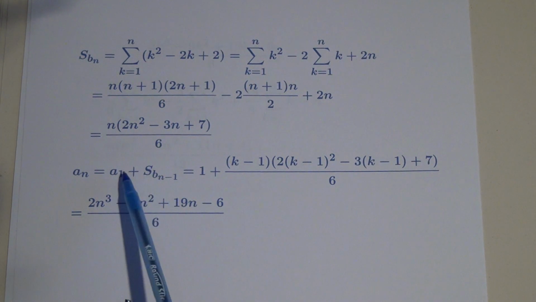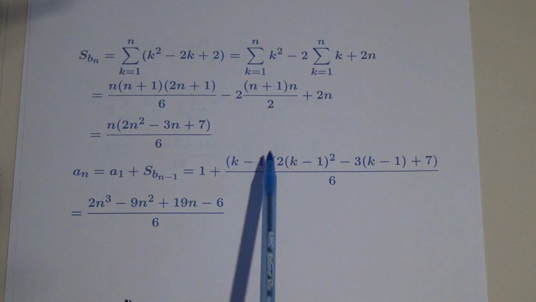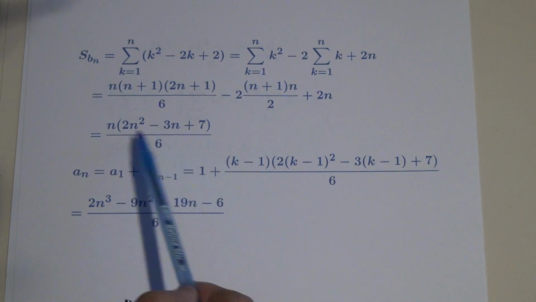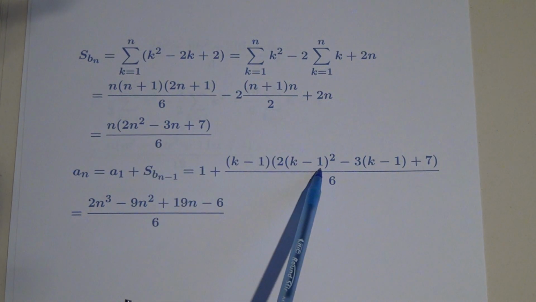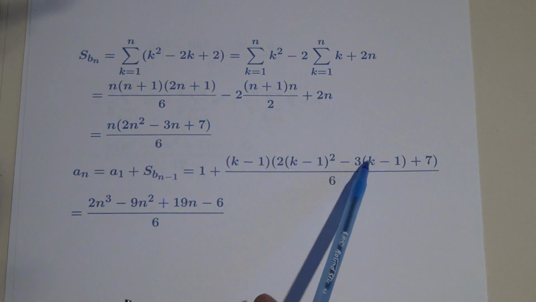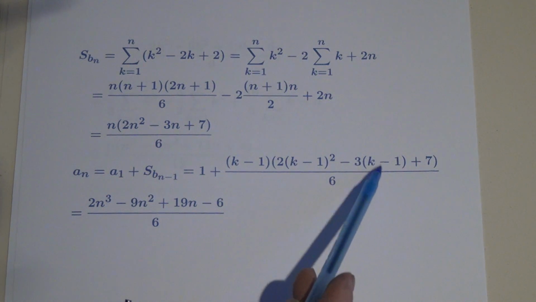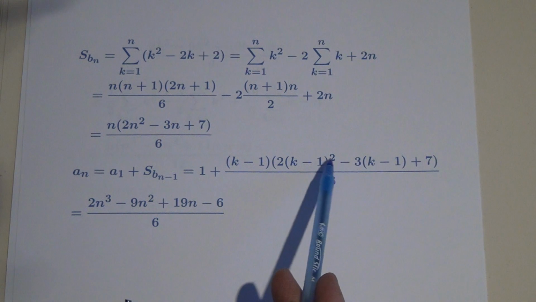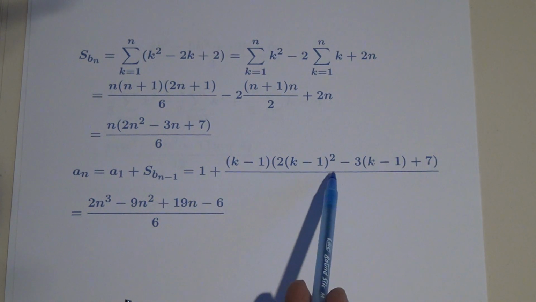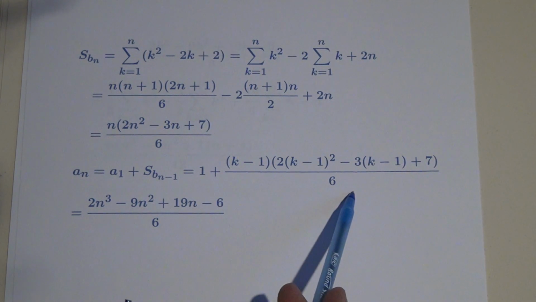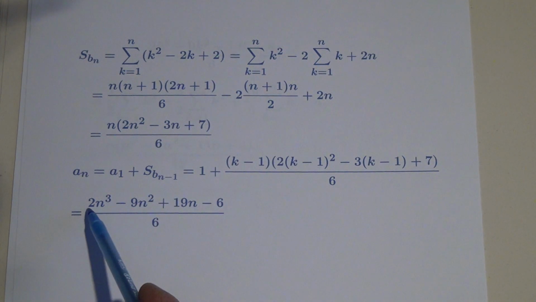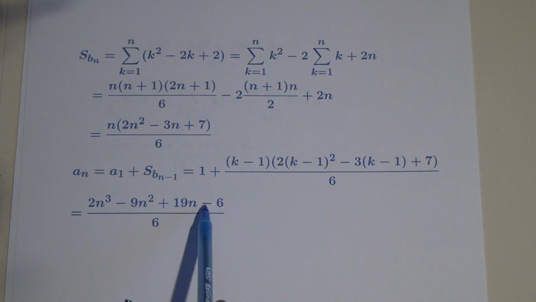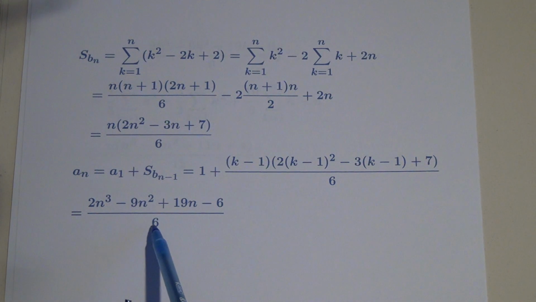So A1 is 1 plus, okay, in place of n, you replace k minus 1. One lesser term. You expand all of this one and simplify and add 1. Okay? Then it will come out (2n cubed minus 3n squared plus 19n minus 6) over 6.